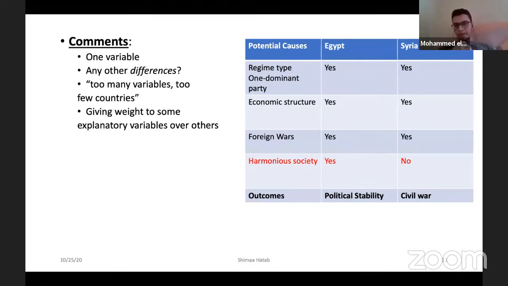We also can talk about foreign intervention, because in Syria we've got Iran and Russia supporting the regime there. Yeah, so you have this kind of foreign intervention as well.